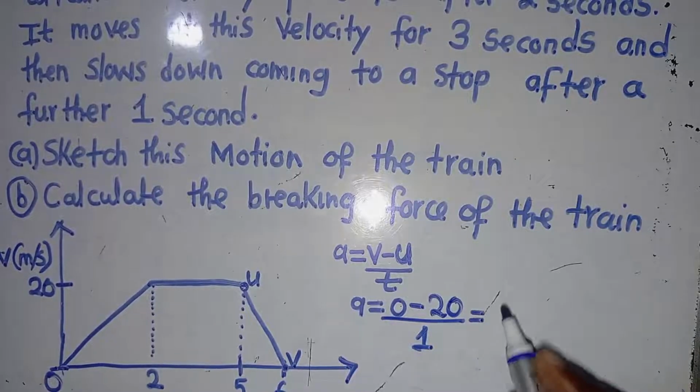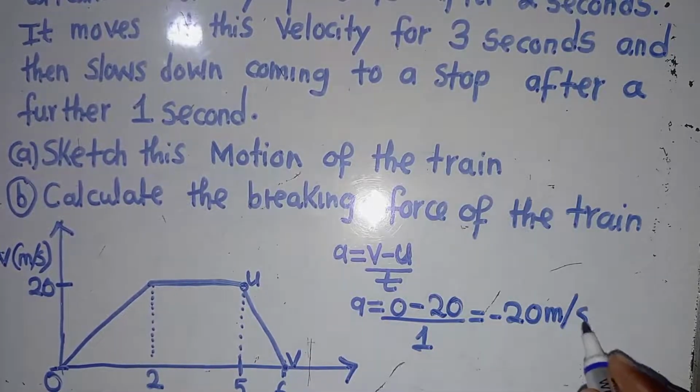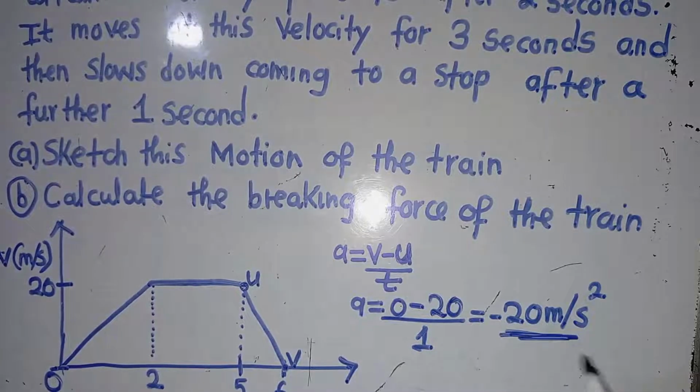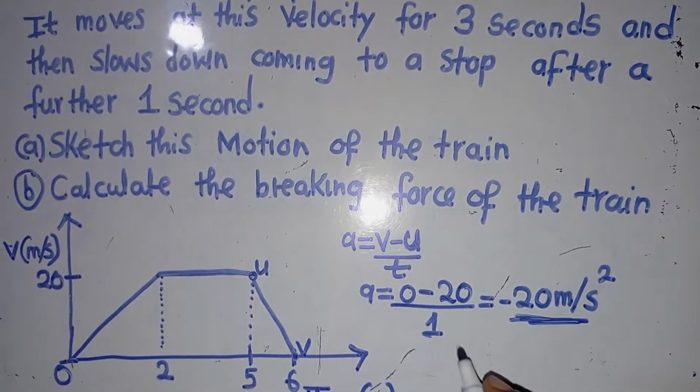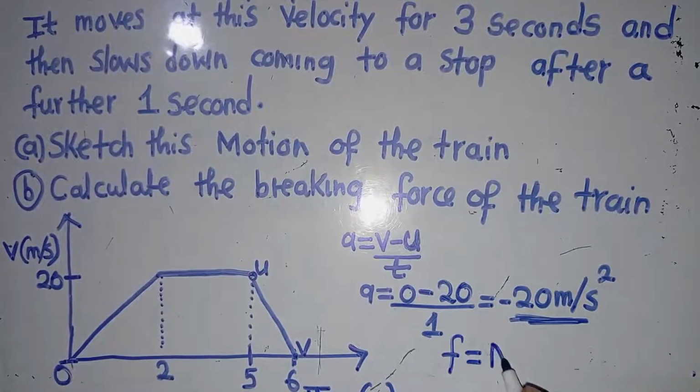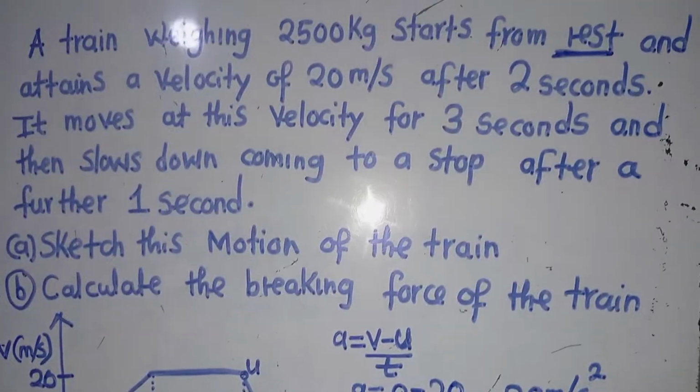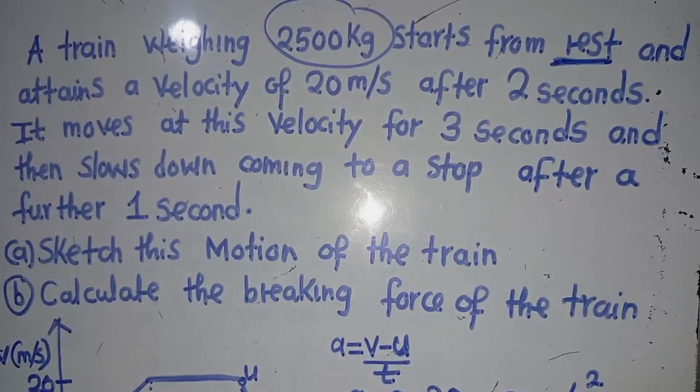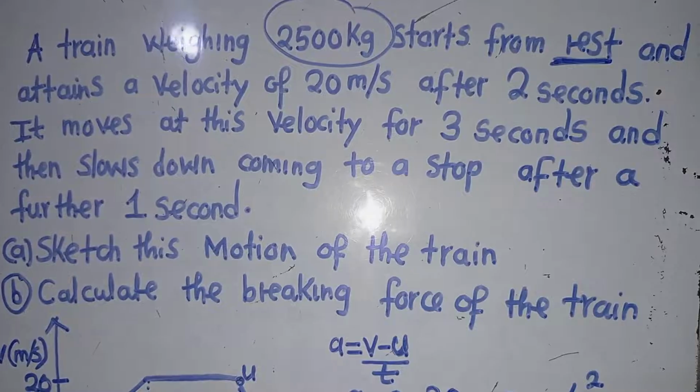So meaning that acceleration is equal to negative 20 meters per second squared. Which you already know that if it gives you a negative, it means that this is retardation. And I've told you that if you want to find the braking force of the train, we consider retardation. So now force is equal to mass times acceleration. We were given the mass of that train, 2,500 kgs.